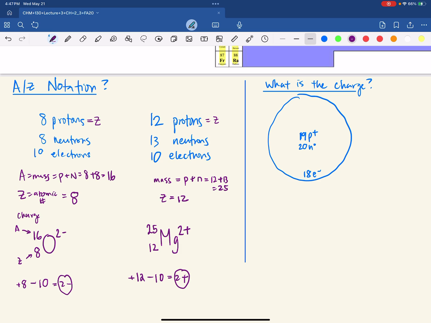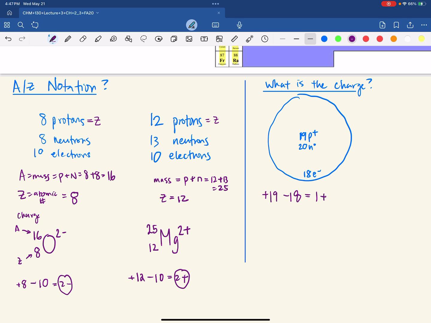The other kind of problem that you could be presented with is something like this, where you have 19 protons, 20 neutrons, 18 electrons. What is the charge? Again, it's quite simple. You've got 19 protons, you've got 18 electrons, minus 18. So really, at the end of the day, you're going to have 1 plus, right? Because 19 minus 18 is 1, positive 1.